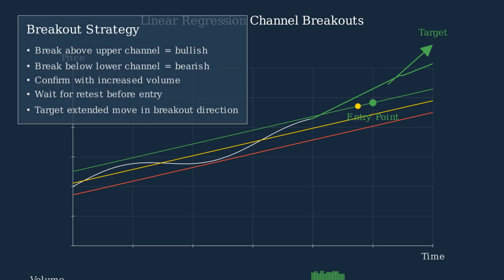Here's a summary of the channel breakout strategy. Breakouts can occur in either direction. A break above the upper channel is bullish, while a break below the lower channel is bearish. Always confirm breakouts with increased volume, which shows stronger commitment from traders. Wait for a retest of the broken channel line to find an optimal entry with better risk management. After a successful breakout and retest, target an extended move in the breakout direction. Understanding how to trade channel breakouts provides a valuable strategy for capturing significant market moves when price action accelerates beyond the established trend.